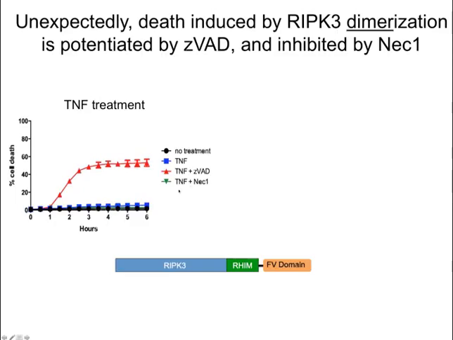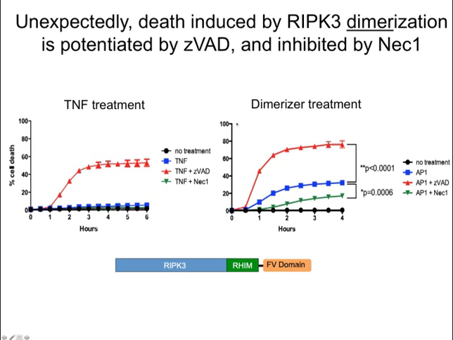NEC1 is an inhibitor of RIP1. Remember, RIP1 is upstream of RIP3 in this pathway. And again, there's not a lot of cell death with TNF alone, but NEC1 is a suppressor of this pathway. Interestingly, though, when we now treat these cells with dimerizers, so remember this is completely independent of any receptor ligation, this is simply dimerizing RIP3, and we now add ZVAD, we again greatly potentiate this effect. So inhibiting caspase-8 potentiates RIP3 dimerization-induced cell death, while inhibiting RIP1, the upstream activator of RIP3, reduces the induction of RIP3 dimerization-induced cell death.